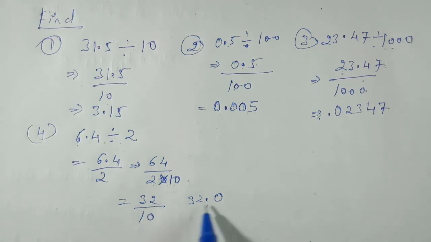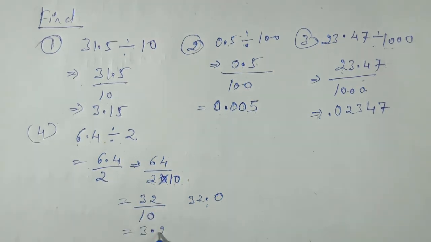We can write 32 as 32 decimal 0. We can assume that the decimal is at the last. So if decimal is over here, it means we have to start counting the first number as the first digit. So 0 means we have to count this digit as the 1. So this will give 3 decimal 2.